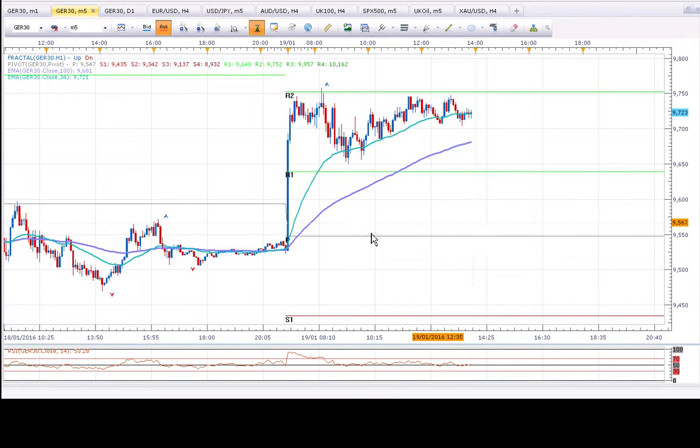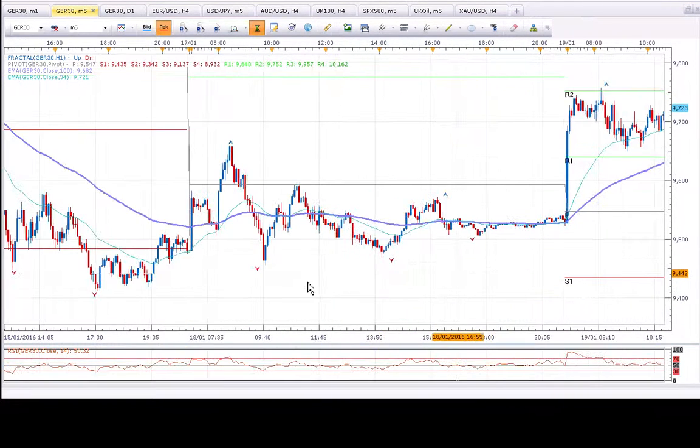What a lot of traders will like to do is they'll use these two different types of moving average. It might not be the 34 and the 100, it might be any other combination, but they'll perhaps take these two moving averages and they trade it when it crosses.